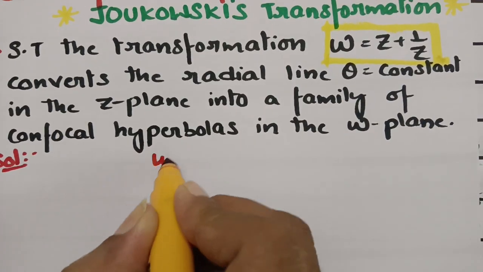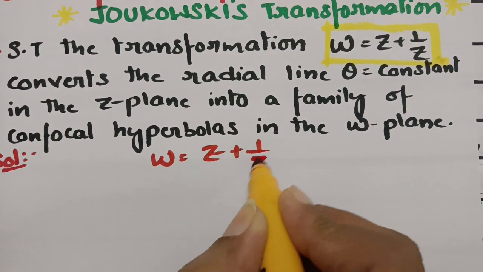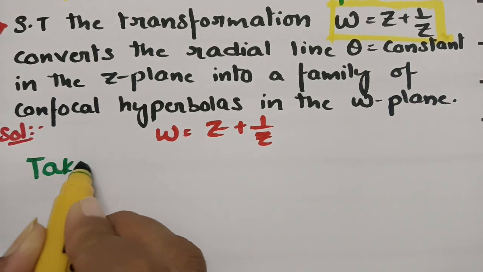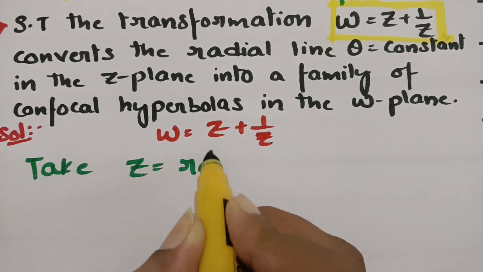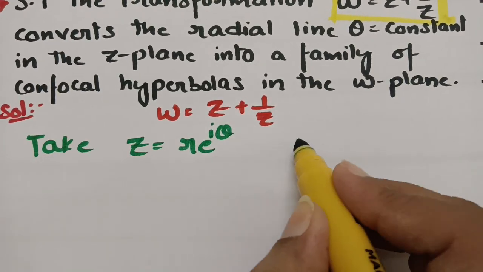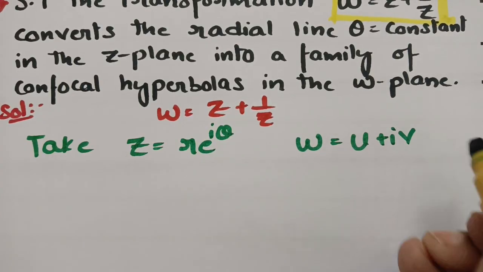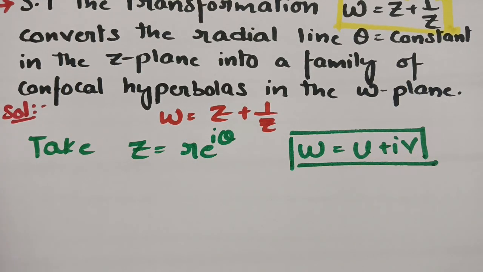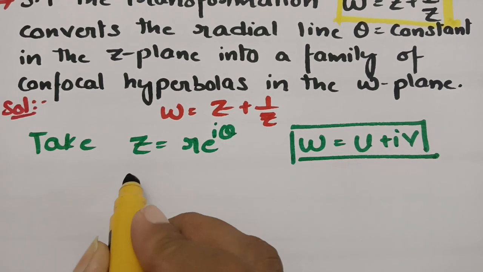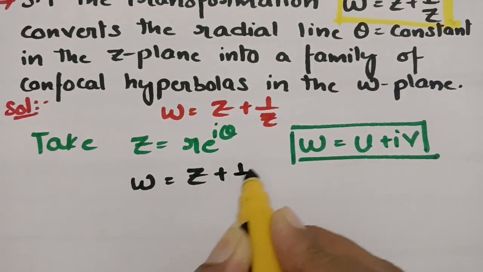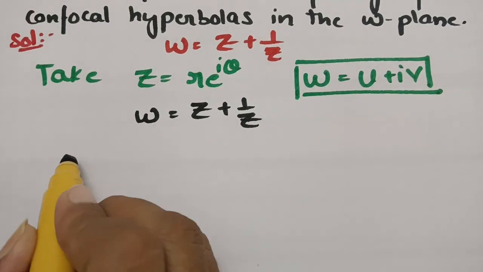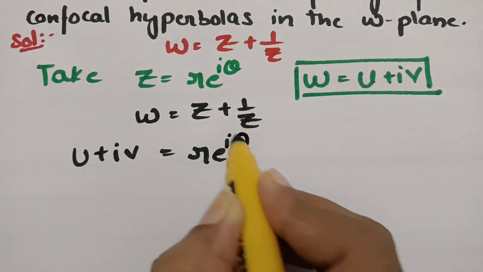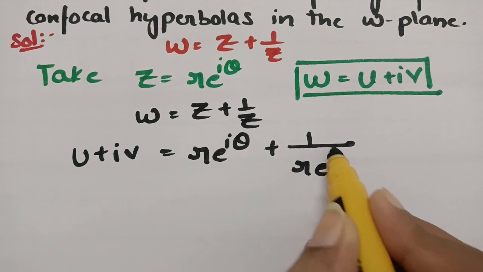The first thing here is W is equal to Z plus 1 by Z. So let us take Z value as R into e power i theta. Clear? And as you know, W is equal to U plus iV. So everybody knows that W is equal to U plus iV. Now let's find out what it's going to become. In place of W, I am going to write U plus iV, and Z is equal to R into e power i theta, plus 1 by R into e power i theta.